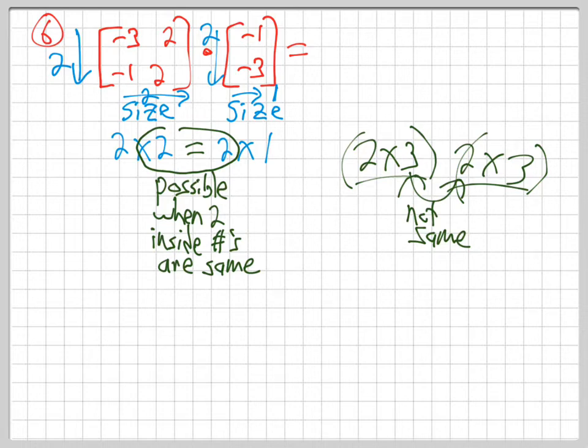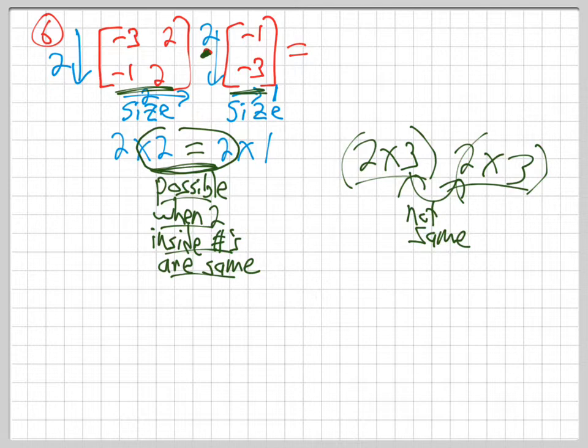You can only add and subtract matrices that are the same size, but you could not multiply them because their inside numbers don't match. Whereas these two matrices, they're not the same size, so we could not add them or subtract them, but we can multiply them, which is what we're trying to do here, right? We can multiply them. Why? Because their inside numbers match. That's when it's possible, when the two inside numbers are the same.